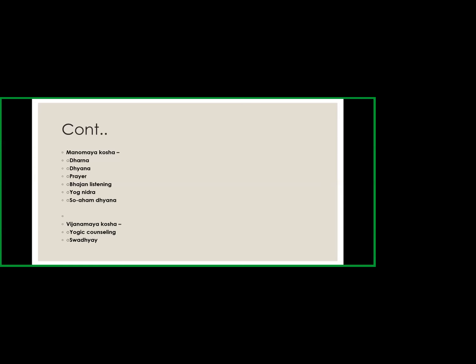What is dhyana? When we do dharna for a long period of time, it becomes dhyana. So we can do dharna, we can do dhyana. The third thing is prayer. Any kind of prayer, Shanti mantra, or any prayer that suits you. The fourth is my favorite, listening to bhajans. I love it so much. Whenever I get angry or anxious, I concentrate on bhajans, and it is the best way to concentrate your mind on something.